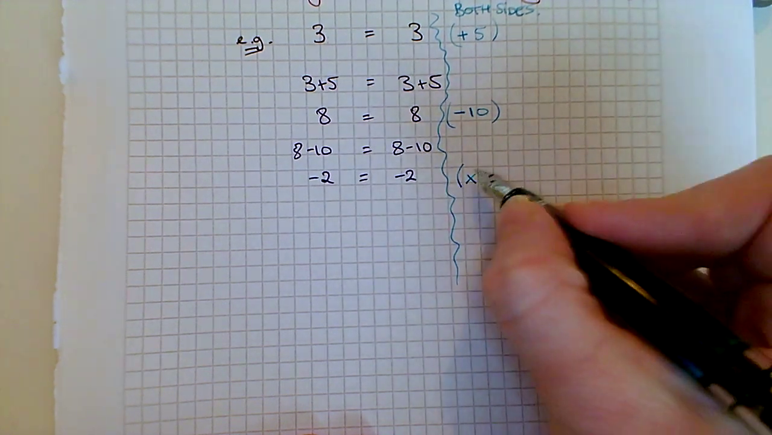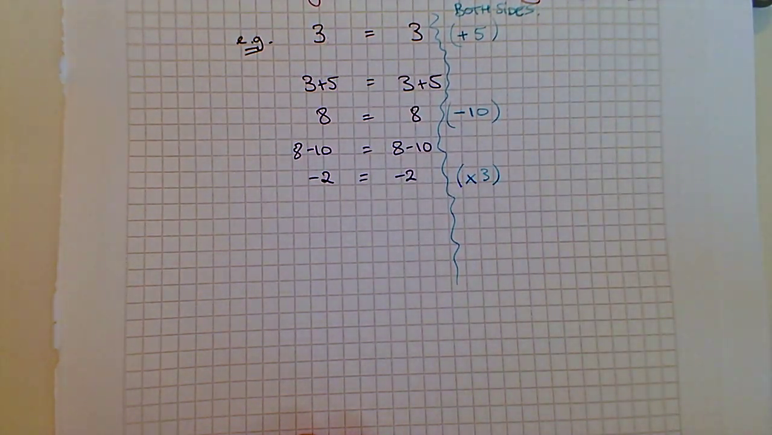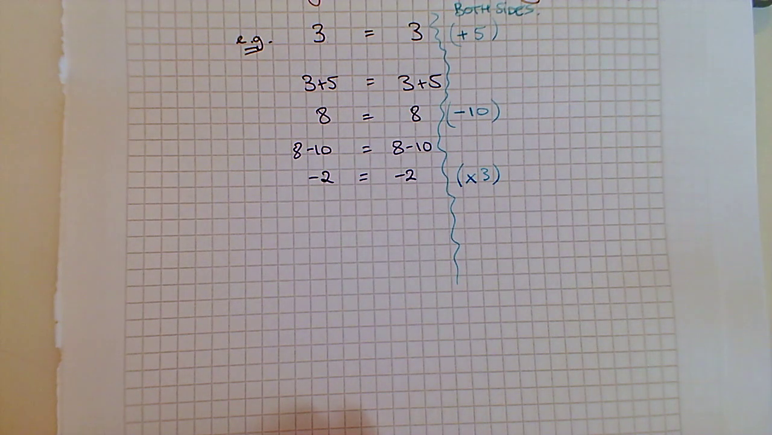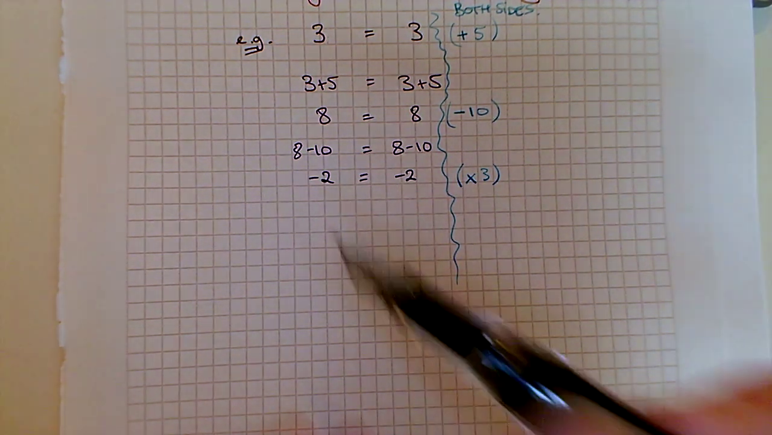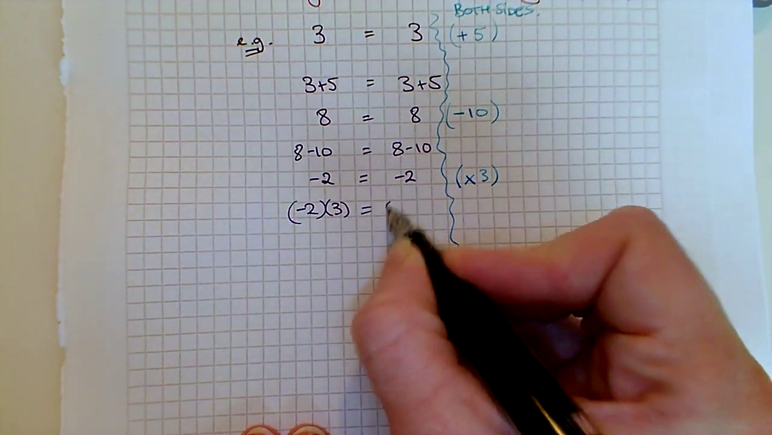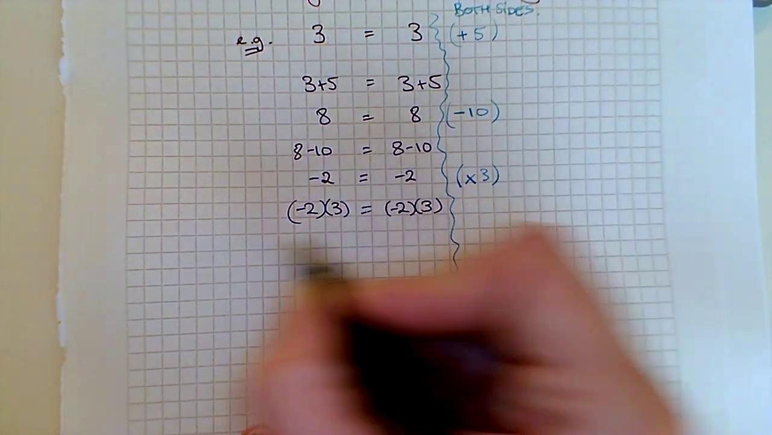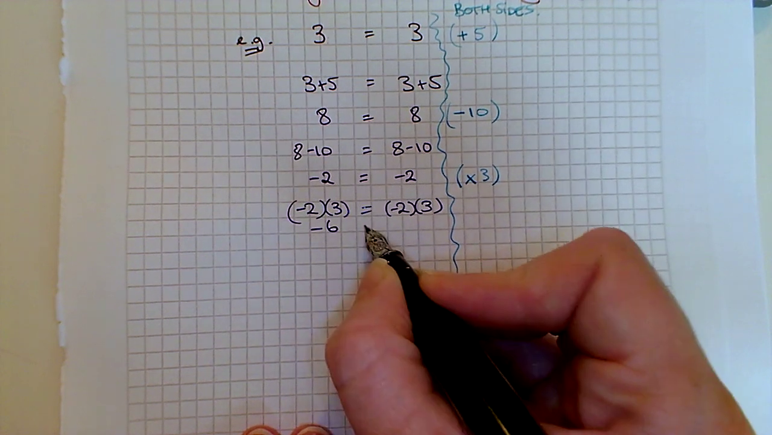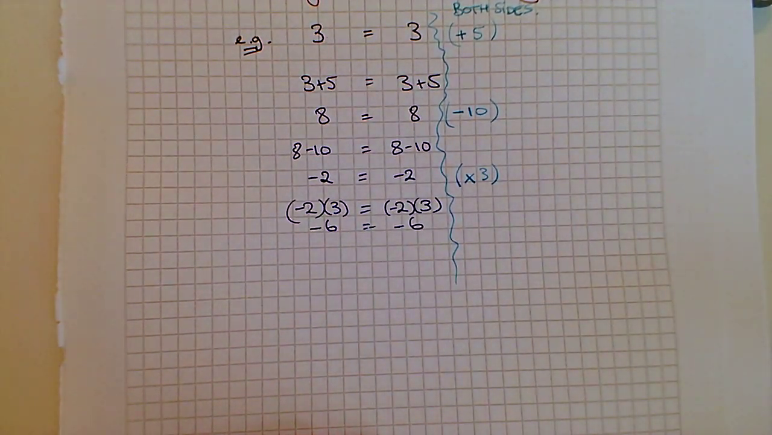What about if I multiply it? Let's see what happens if I multiply my equation by 3. So if I've got minus 2 times 3, is that equal to minus 2 times 3? It seems so obvious, right? Well, we get minus 6 equal to minus 6. Yes, they're equal to each other.